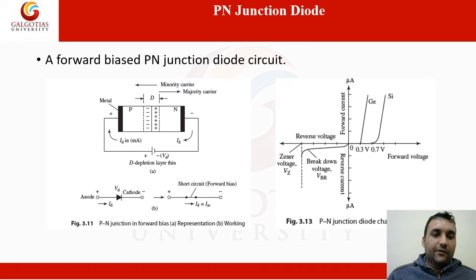This is our power source, that is, a voltage difference applied across this system, and this is the representation. Here is the representation, where current moves from anode toward cathode, and there is a short circuit, that is forward bias, that is positive moves towards the negative. And these are the PN junction diode characteristics, which are shown in this diagram.